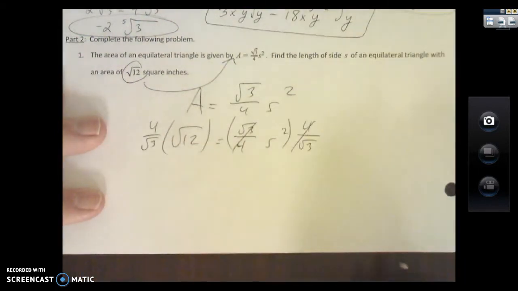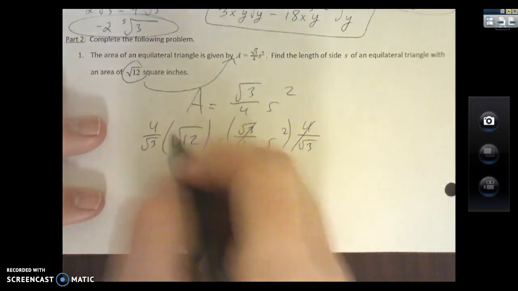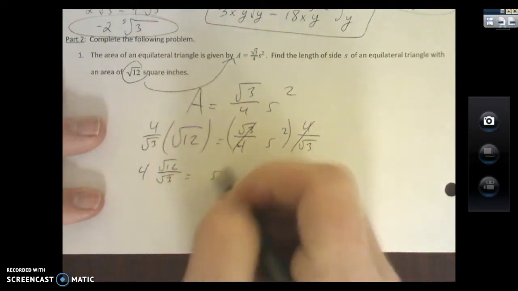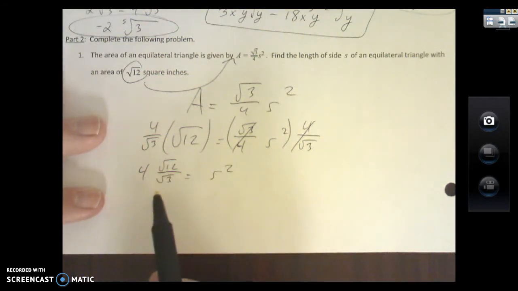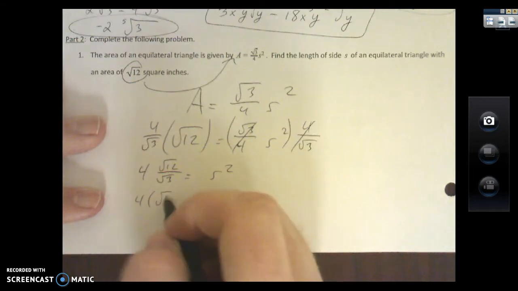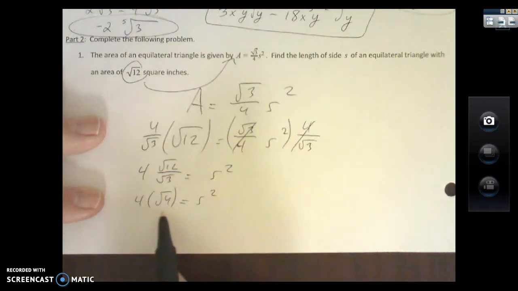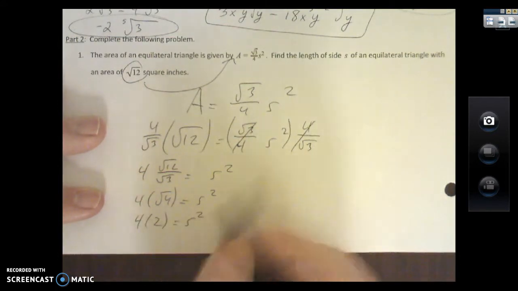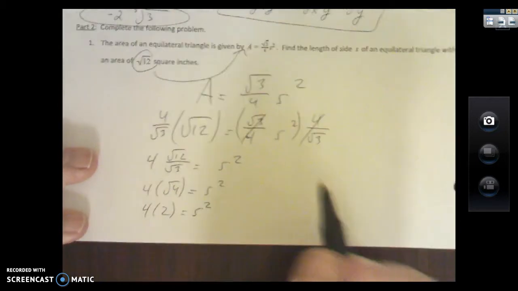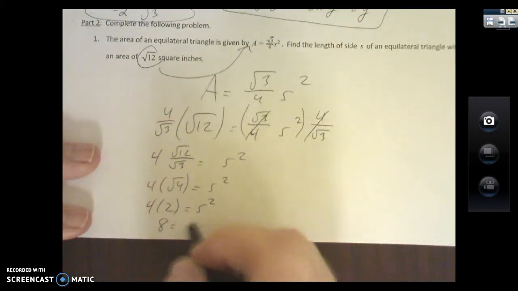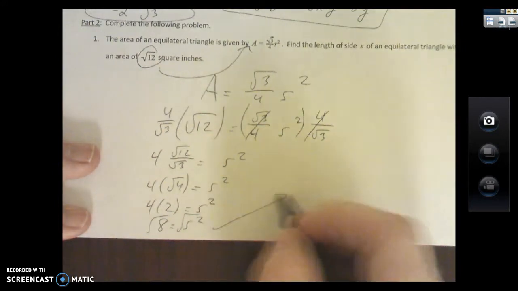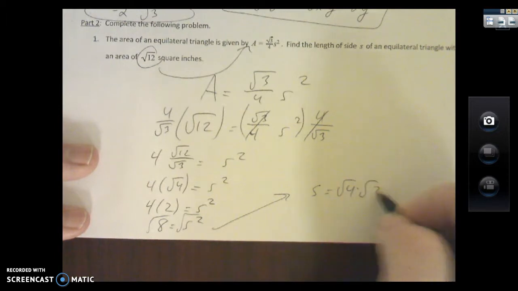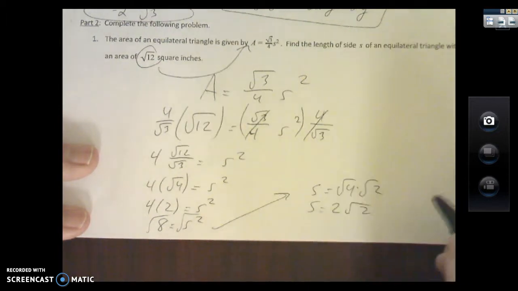This cancels out. Really nice thing over here, because these are both under the square root, I can do this. What's the square root of 12 divided by the square root of 3? Square root of 4. What's the square root of 4? 2. 4 times 2 is 8. I can break that down: root 4 times root 2. 2 root 2 inches.